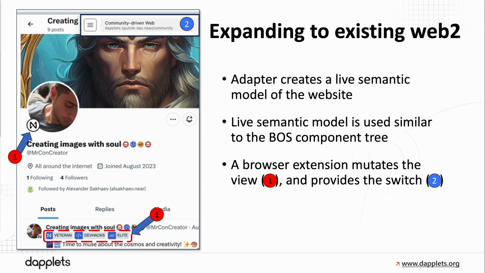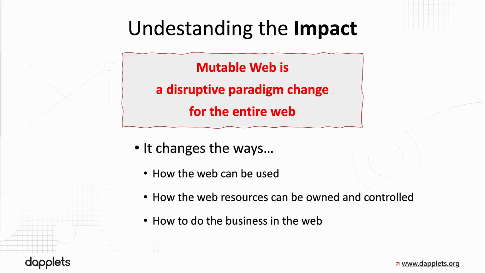Dapplets provide insertion points where these applications can be integrated into Web 2 legacy websites. So this is an example of how we did it. It's already implemented in the hackathons. These badges are BOS components integrated into Twitter seamlessly. And a mutation switch is provided as well.